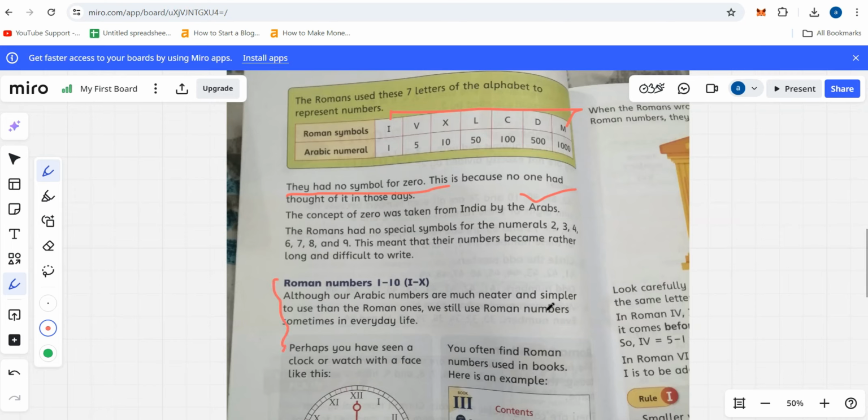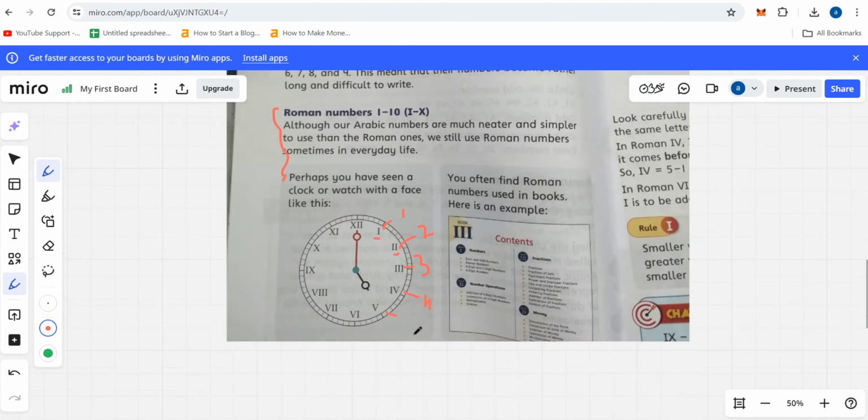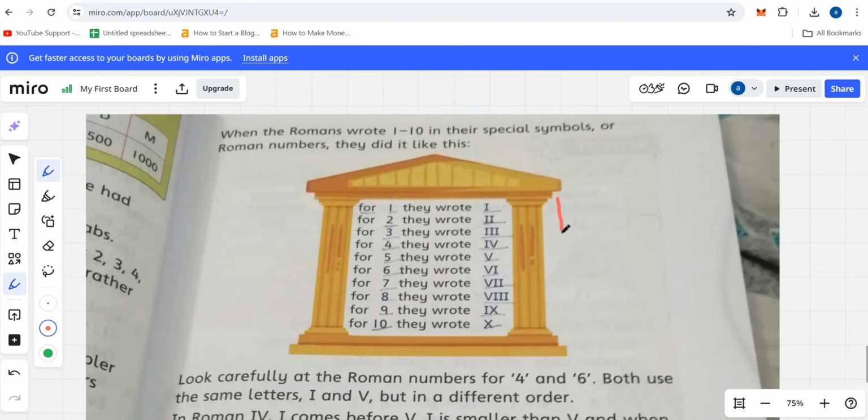This clock on your book contains Roman numbers. I is meant for 1. II means 2. III means 3. IV means 4. V means 5. VI means 6. VII means 7. VIII means 8. IX means 9. X means 10. XI means 11. XII means 12. On this page, you can see there are Roman numbers written against Arabic numerals. You have to memorize this.